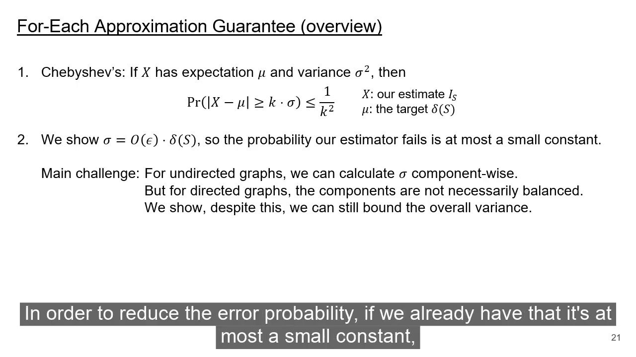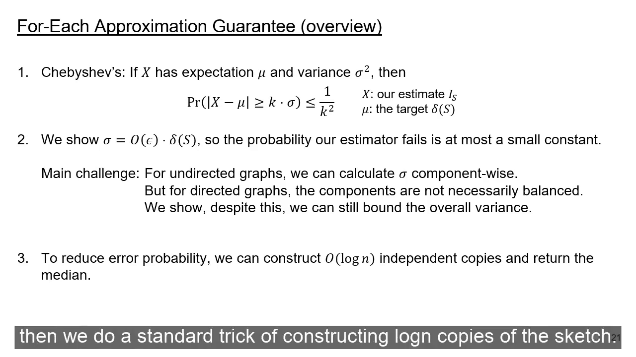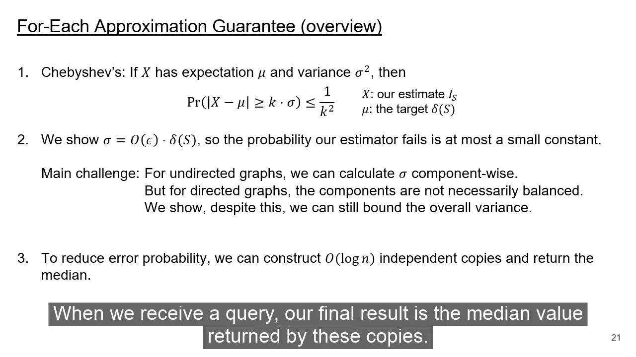In order to reduce the error probability, if we already have that it's at most a small constant, then we do a standard trick of constructing log n copies of the sketch. When we receive a query, our final result is the median value returned by these copies.